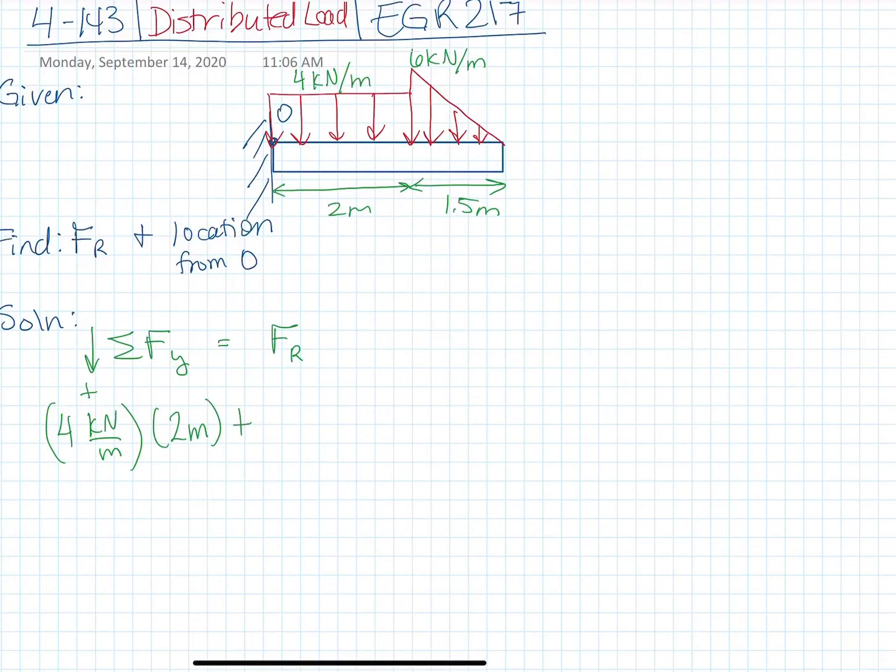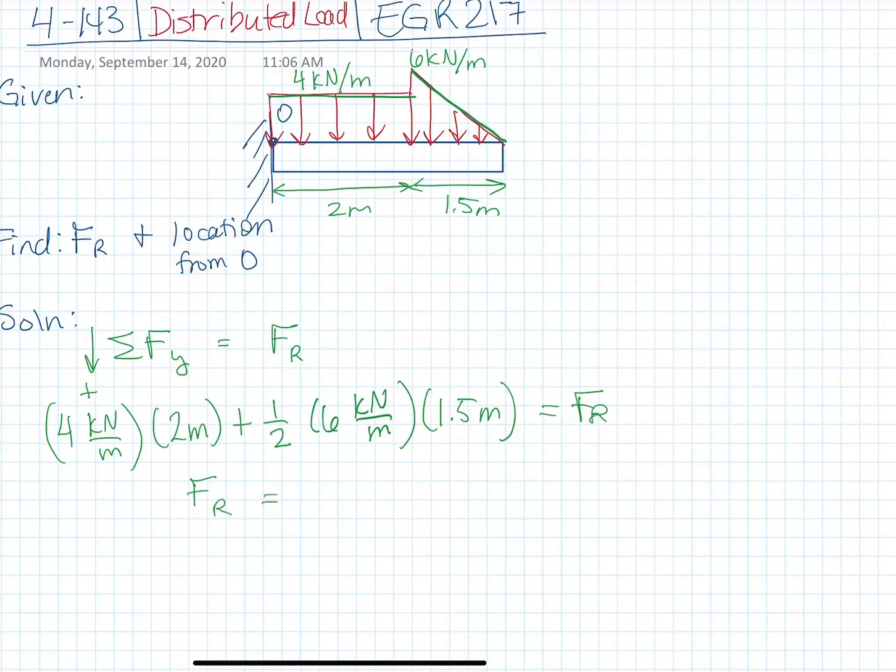And then plus the right side, that triangle. We're basically trying to find the area underneath this. The area here is just like a rectangle, so 2 meters times 4 kilonewtons per meter, and then plus 1/2 of 6 kilonewtons per meter times 1.5 meters, just because that's a triangle. And that's going to equal our resultant force.